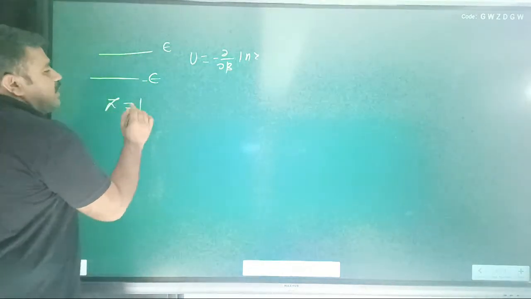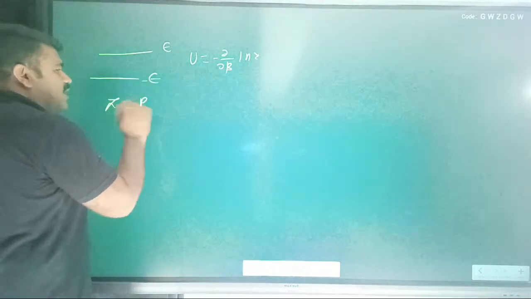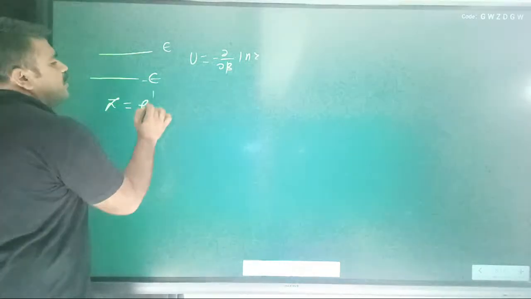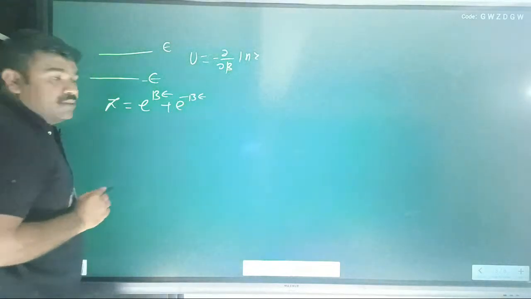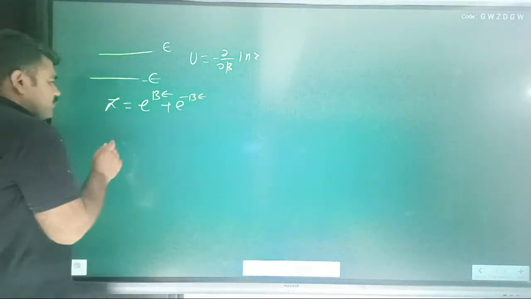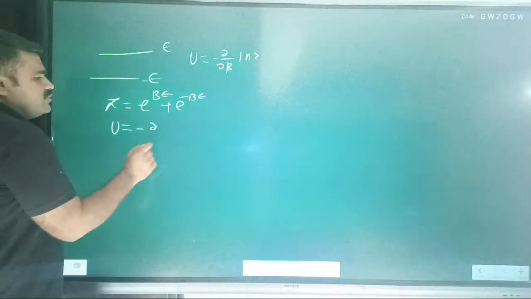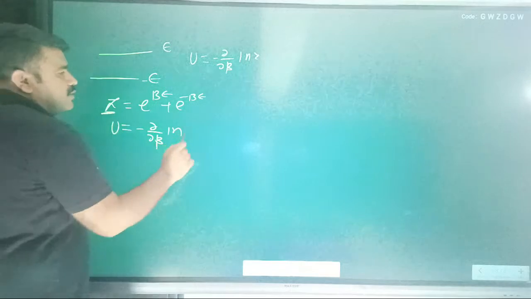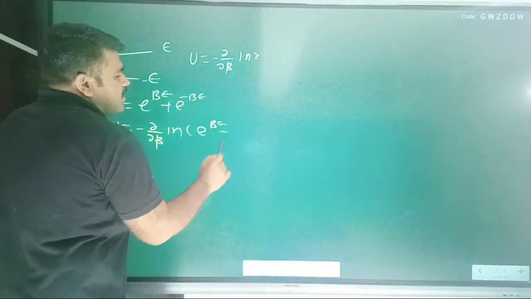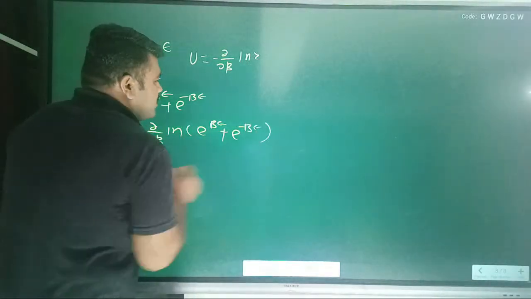Z is e to the power... here there is no 0. Then here, what is the first part? e to the power beta epsilon plus e to the power minus beta epsilon. Okay. Then what is the value of U? U is equal to, directly we can substitute, minus del upon del beta ln Z. Z is nothing but e to the power beta epsilon plus e to the power minus beta epsilon.